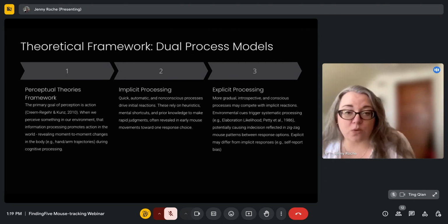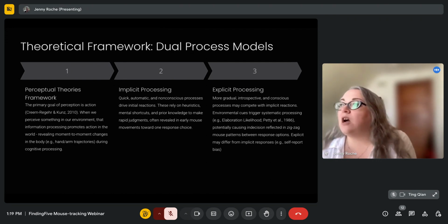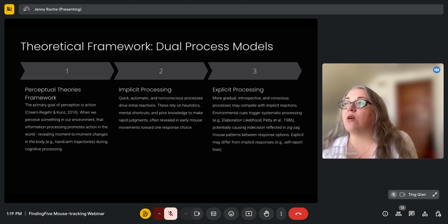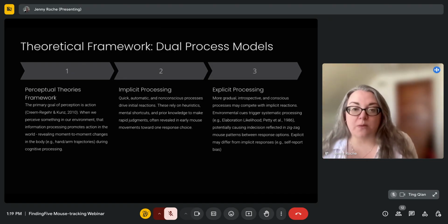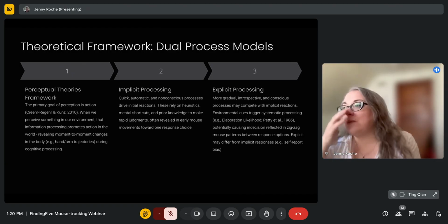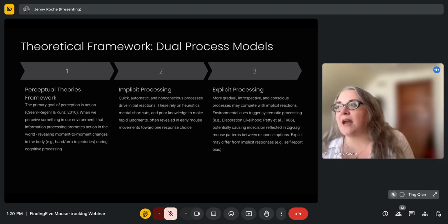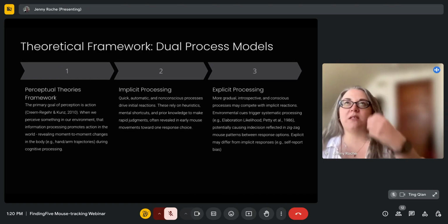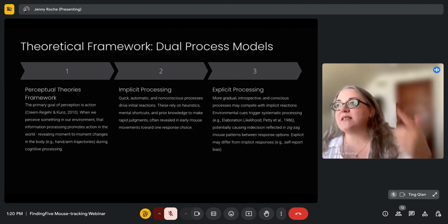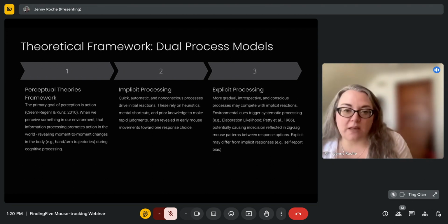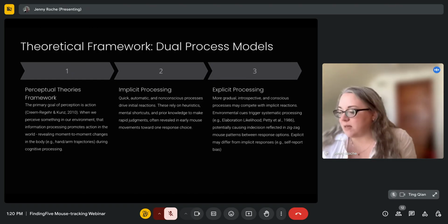And this is going to be more gradual, somewhat introspective, and it's going to rely on conscious processes with our implicit reactions. So environmental cues often trigger us to exit our heuristic process to focus more on these explicit, more thoughtful processes. And when our explicit processes are turned on and kick us out of these heuristics, we can often see indecision reflected in our response patterns and our action dynamics.